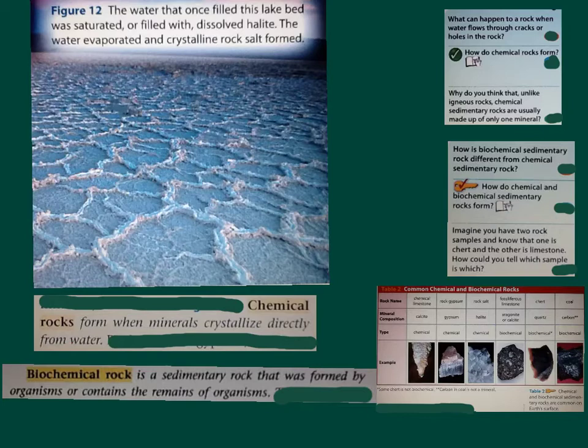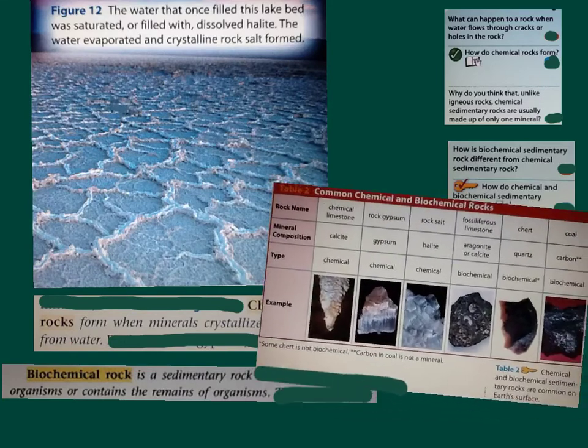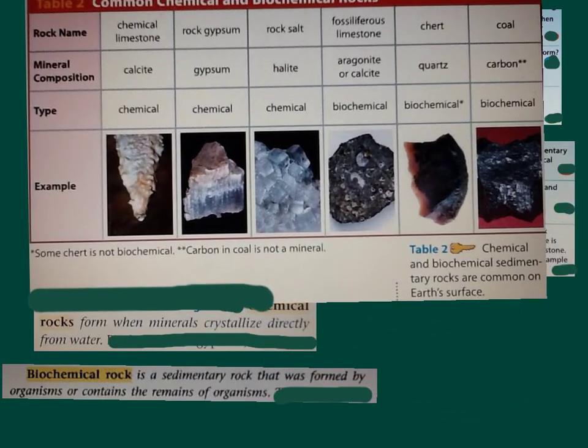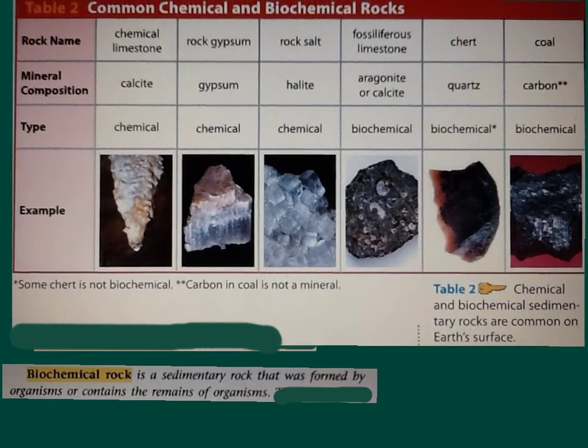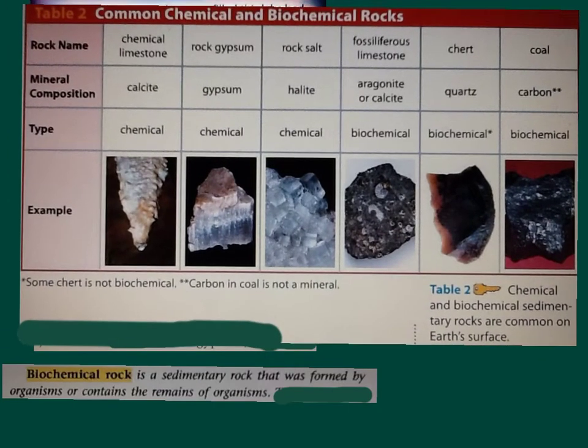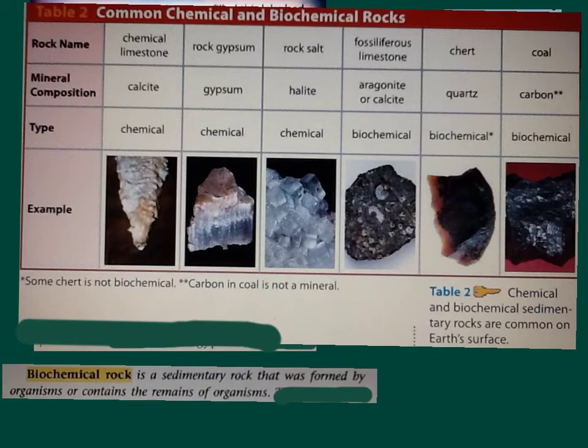Biochemical sedimentary rocks. Biochemical rock is a sedimentary rock that was formed by organisms or contains the remains of organisms. The most common biochemical sedimentary rock is limestone. Marine organisms make their hard parts from dissolved minerals in the ocean. When these organisms die, their hard parts settle onto the sea floor. This sediment is compacted and cemented and forms limestone. Sometimes the remains or traces of these organisms are preserved as fossils in sedimentary rock.